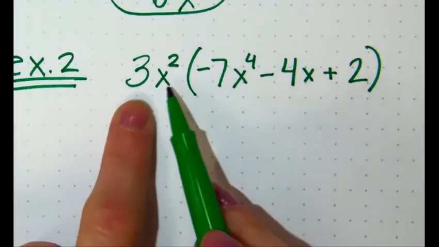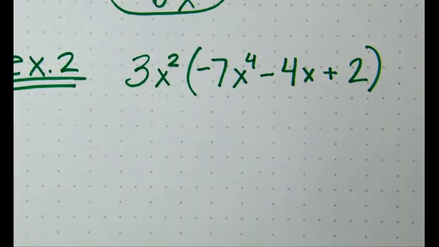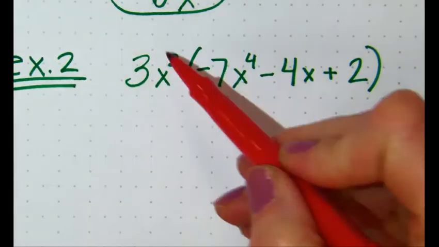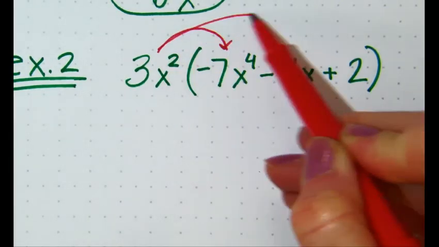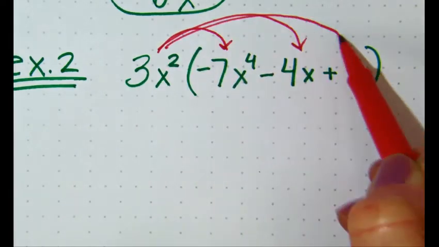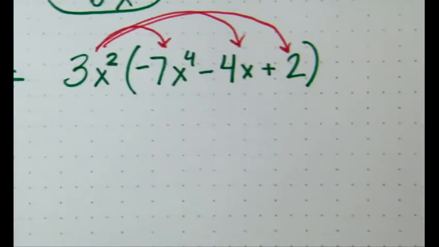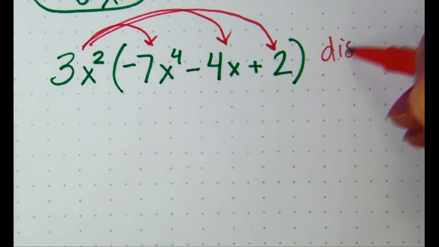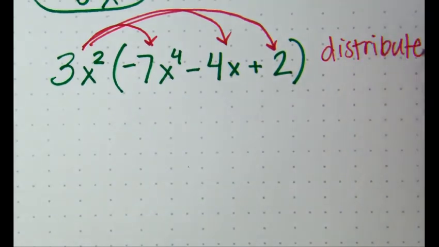Remember, this is just a number. We don't know what the number is. We don't know the value, but it is a number. So all that's going to happen is the 3x squared is going to distribute to everything inside. So we're going to distribute 3x squared.